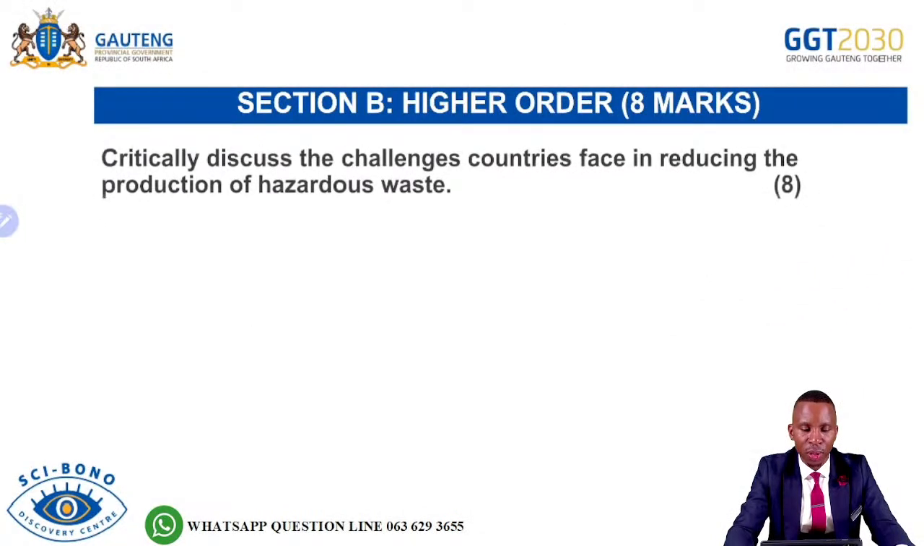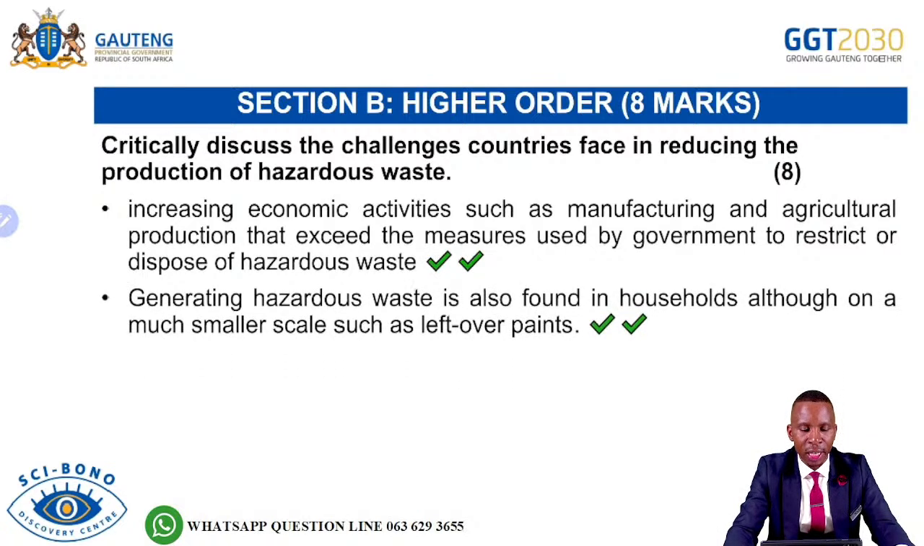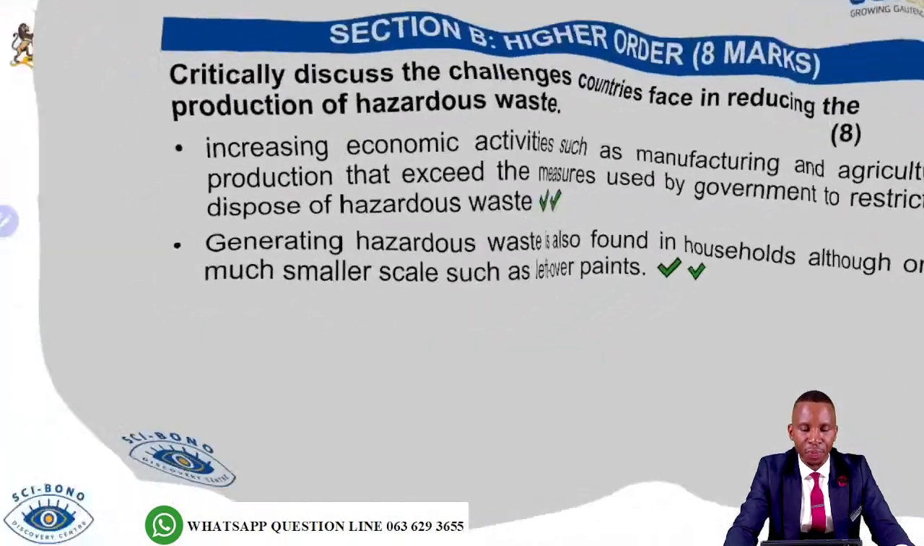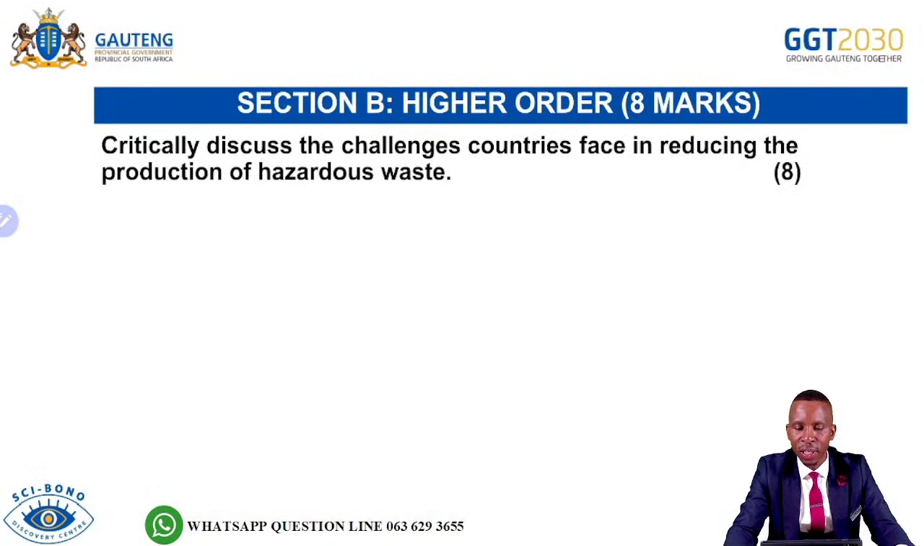And then we continue with the same question. Increasing economic activities such as manufacturing and agricultural production that exceed the measures used by the government to restrict or dispose of hazardous waste. Generating hazardous waste is also found in households, although on a much smaller scale, such as leftover plates. And then we continue with the higher order question. Critically discuss challenges countries face.